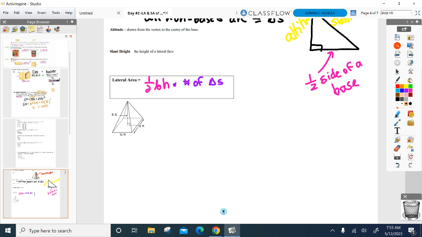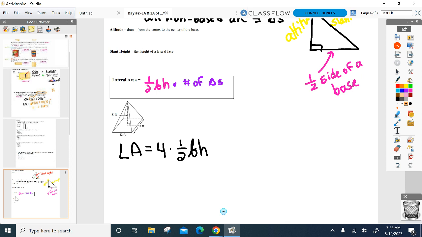All right, so take a look at this first one right here. What's the 8 pointing to? Altitude, right? You're at the apex and you drop that rope down. There's your altitude. 12 is the base length. Ready? Lateral area. Take off that square at the bottom. How many triangles are left? 4. So it's going to be 4 times 1/2 base times height.